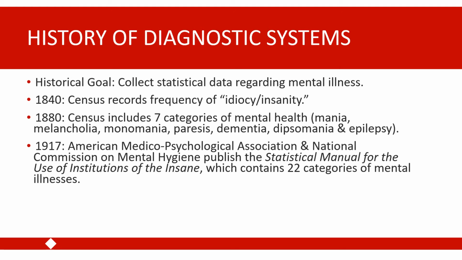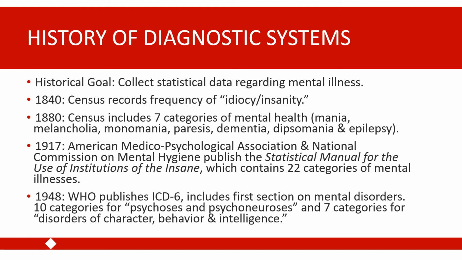Another thing we can see is that this is a diagnostic manual that is specifically designed for institutions for the insane. So this is going to be focusing on the kinds of disorders that were typically presenting in institutional settings and more severe psychiatric disorders. And we're continuing to see this theme of an increase in the number of diagnostic categories. We've gone from 7 categories to 22 categories.